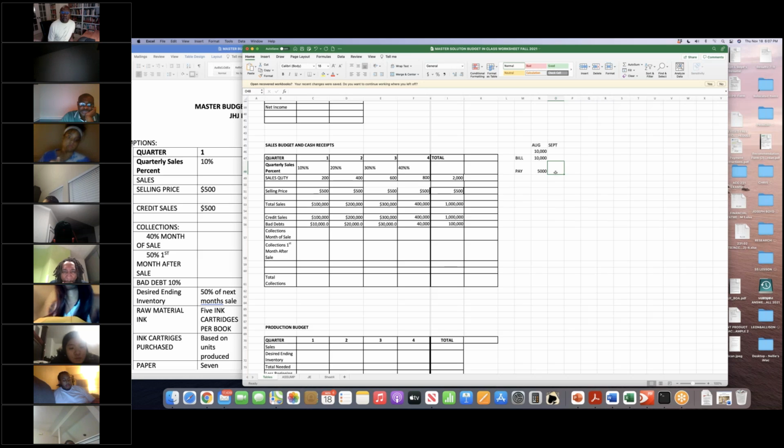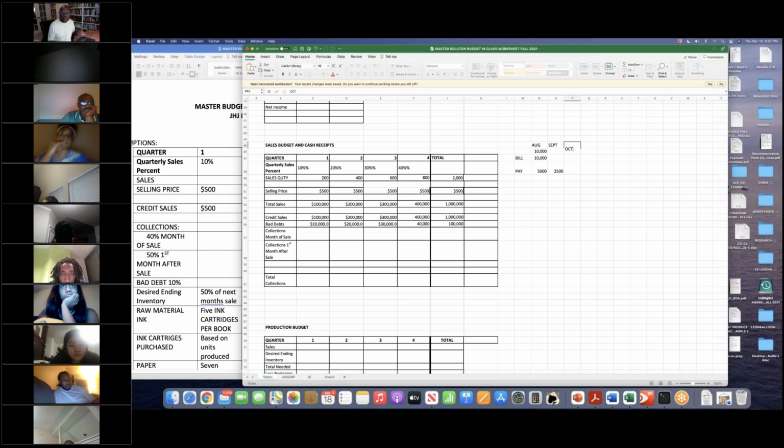Then September comes, you pay $2,500. And October, you pay $2,500. Is that a scenario that everybody's familiar with? The bill is $10,000. We pay so much now, and then we pay the rest later. Everybody kind of understand that?